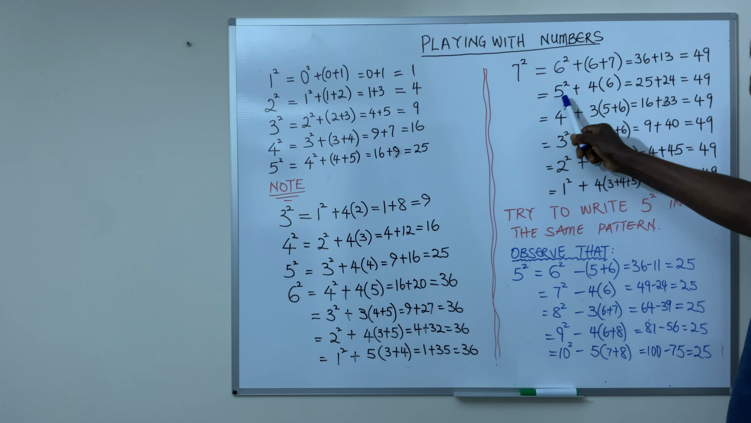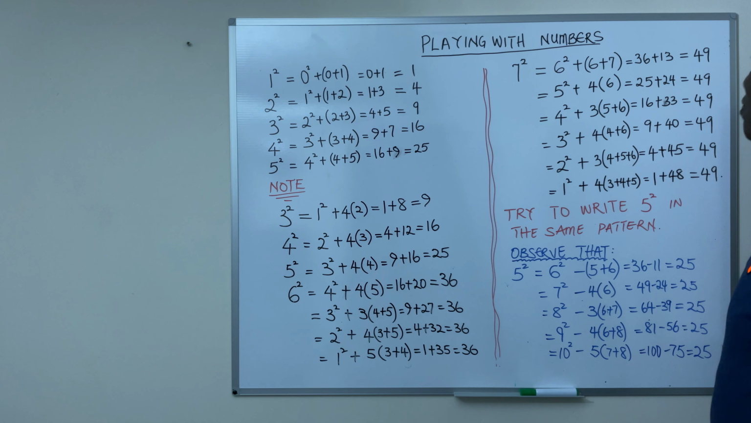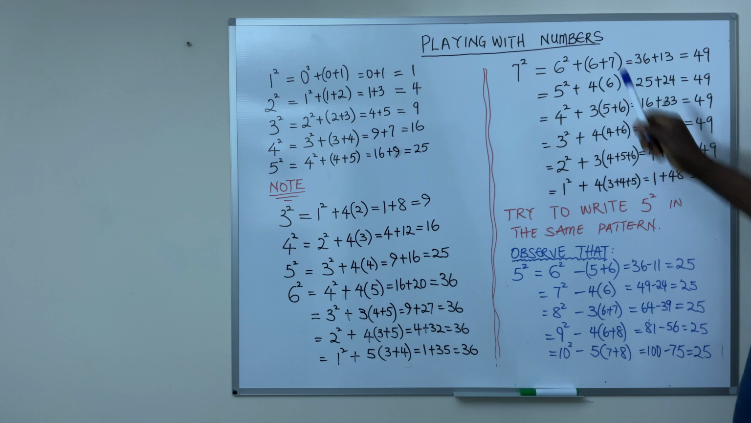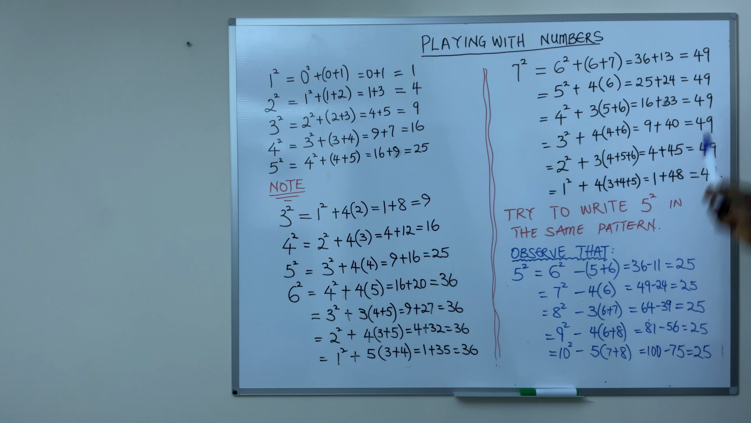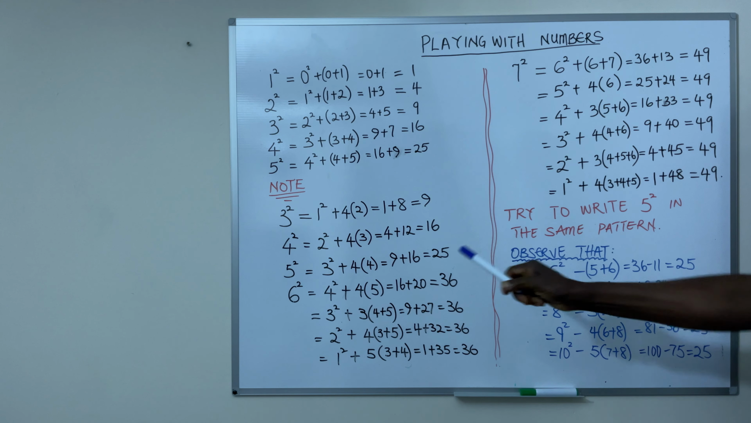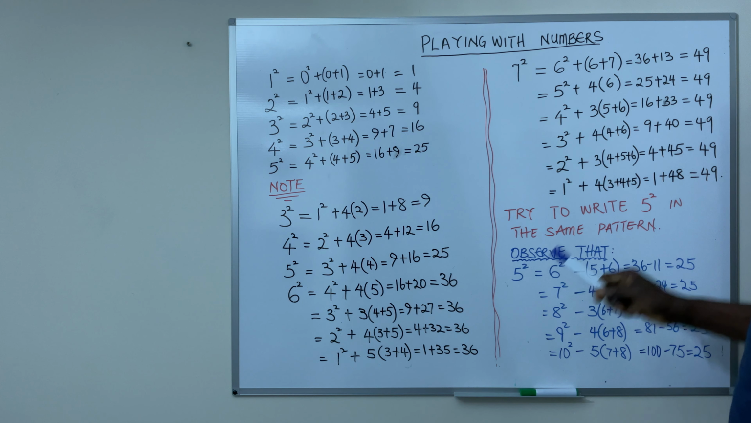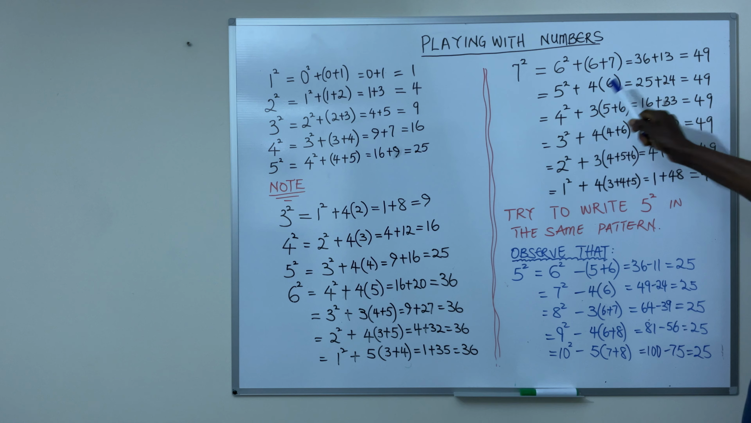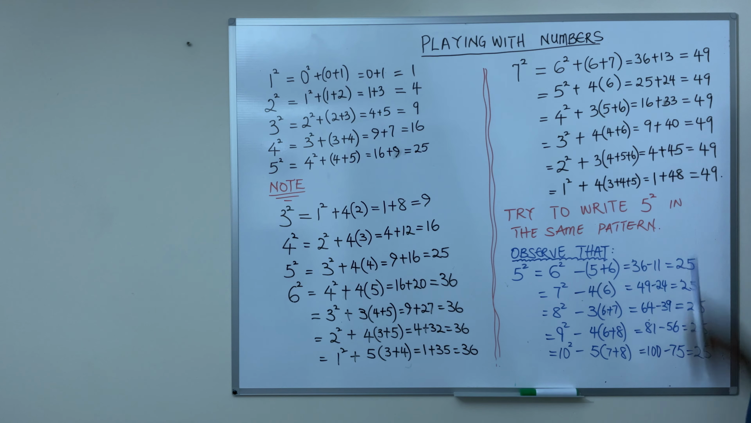In terms of 5, 7 squared is the same as 5 squared. There is a number in between 7 and 5, and that number is what? 6. Just as we did in the previous one here, we now multiply 6 by 4. 5 squared is 25. 4 times 6 is 24, making 49.